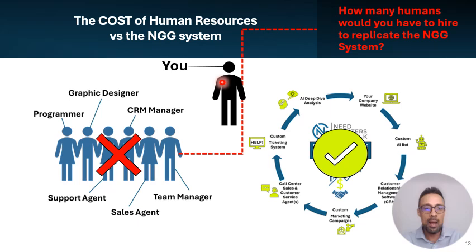You'd have to go out and hire a programmer to build all this, a graphic designer for the marketing, a CRM manager to become an expert on all those things, sales agents, support agents, probably a team manager to oversee all of that. Maybe that person's you, adding so much stress. And so the ultimate question is, as we see here, how many humans would you have to hire to replicate the NGG system? The answer is a lot, and it would cost you a lot more than just hiring us, buying the system to help manage your business.